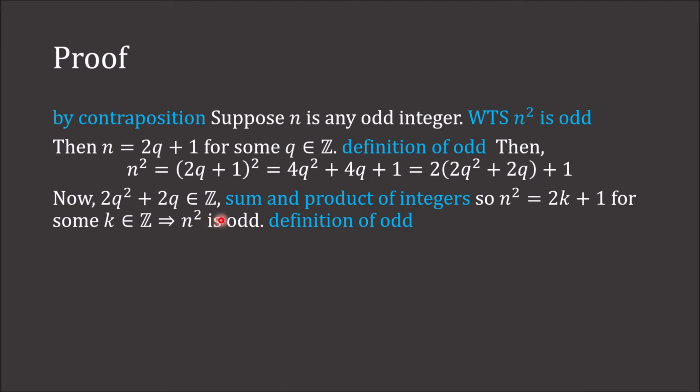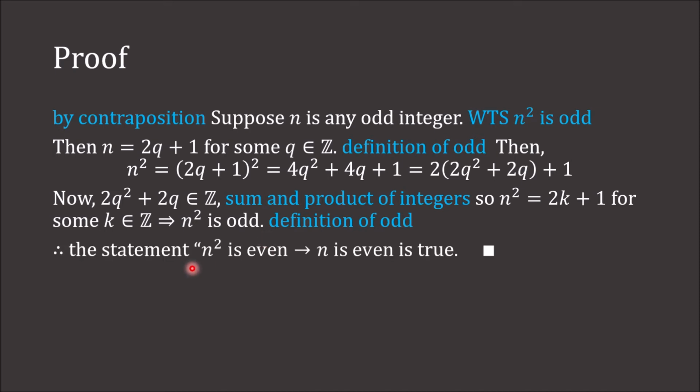So we've now proven if n is an odd integer, then n squared is odd. So its contrapositive is true, which is the statement: if n squared is even, then n is even, must be true. And so the proof is complete.